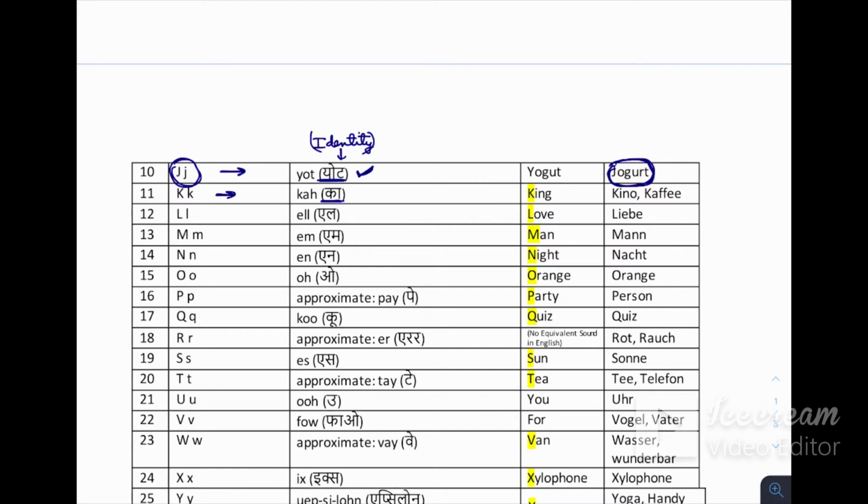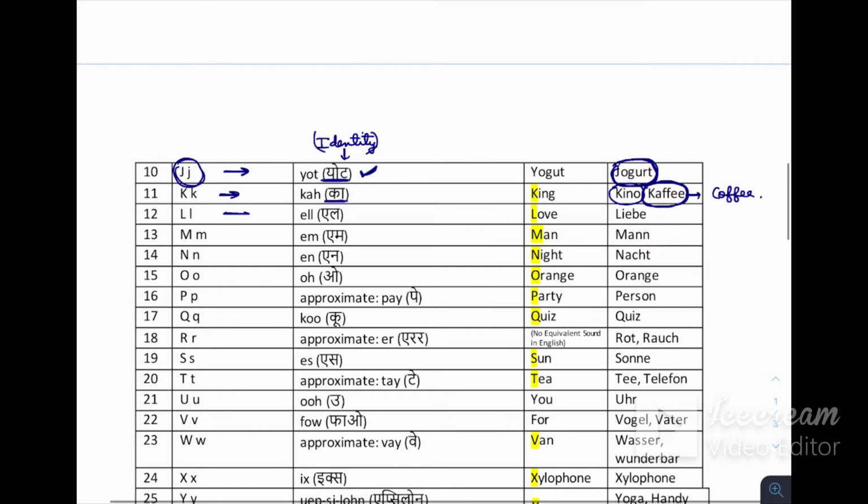How is it going to sound? Kino. Kaffee. Kaffee means coffee. Clear? Kaffee. L is L. L means Liebe. M is M, a little bit of an e sound and then M, like Mann. Mann means man. N is N, a little bit of an e sound and N. Nacht means night.